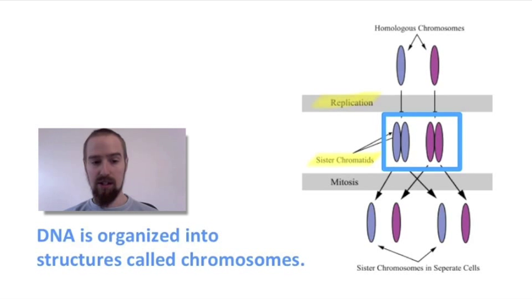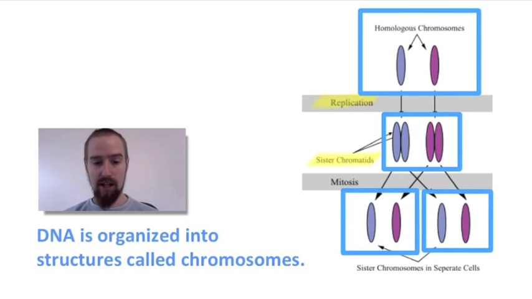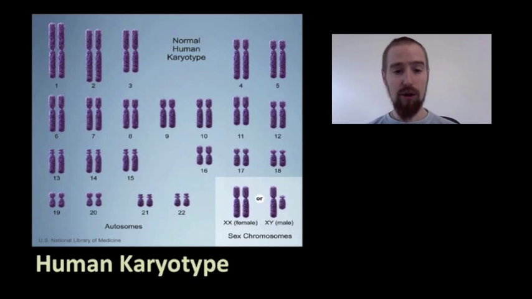As the cell divides, these sister chromatids are separated from one another so that each new cell gets one sister chromatid, but also so that each new cell still has a set of homologous chromosomes. It is because of this sorting process that each new cell produced is genetically identical to the original cell. In humans, our 3.5 billion base pairs of DNA are organized into just 23 pairs of homologous chromosomes.